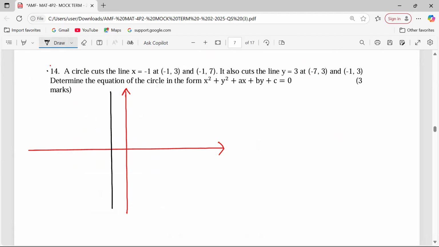That is line x equals -1. Where is the circle cutting it? At x equals -1, y equals 7, and also -1, 3. That way, the circle is cutting those points.